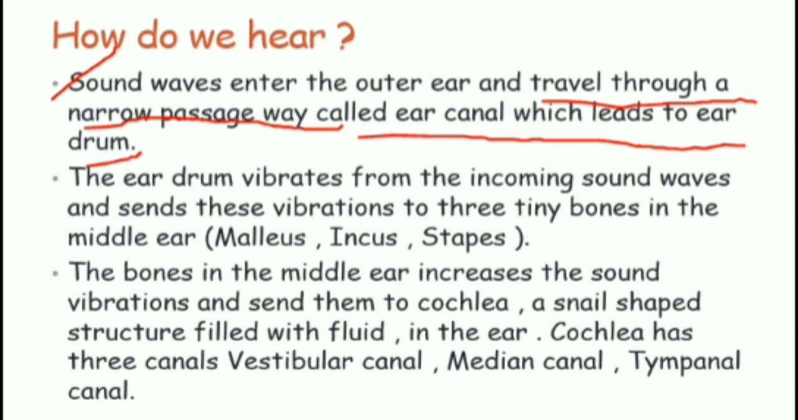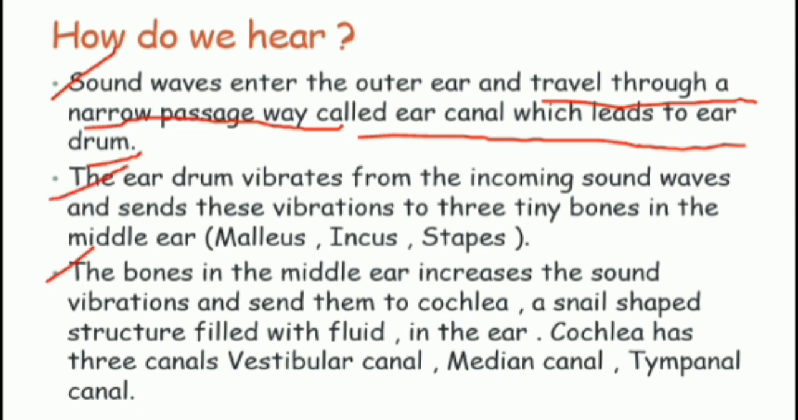Through the auditory canal or ear canal, the sound waves are transmitted to the eardrum. After that, the eardrum vibrates from the incoming sound waves and sends this vibration to three tiny bones in the middle ear. Due to the vibration, the three tiny bones which are connected to the eardrum vibrate and transmit the sound waves to the inner ear. Okay, now these two are done.